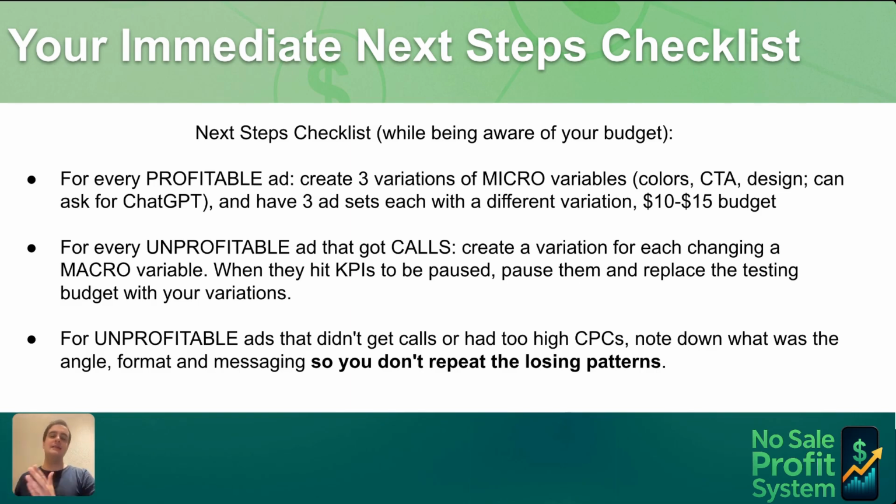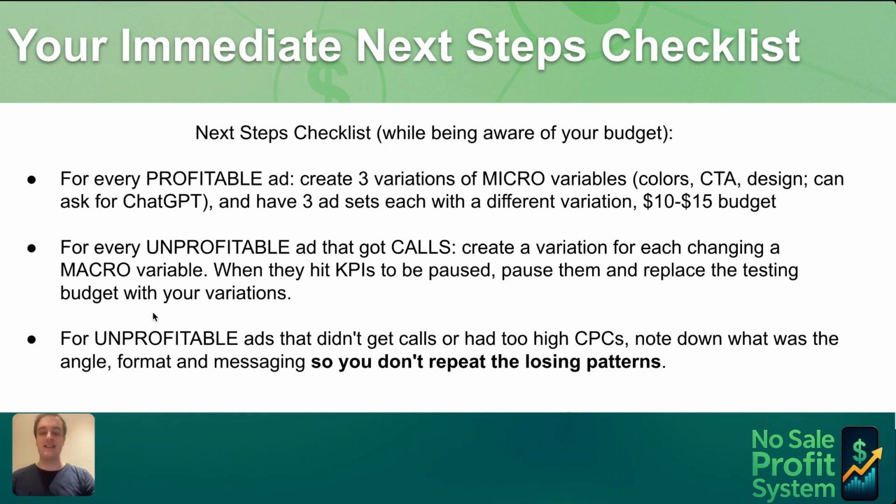However, you're going to replace this $20, $30 testing budget with a variation of that ad, trying to make it better. There are many ways you can do that. I'm going to show you a few ways during this class, obviously, because it's a scaling class. One of the ways is, for example, stacking mental triggers. So trying to make it even better. Another way is changing a macro variable here, right? So, for example, I'm going to completely change the angle. I'm going to change the messaging in it.